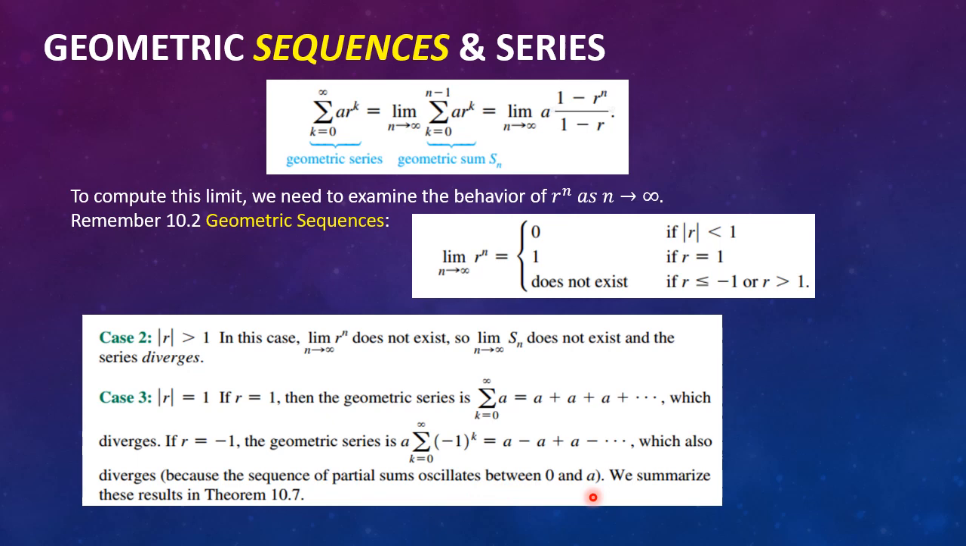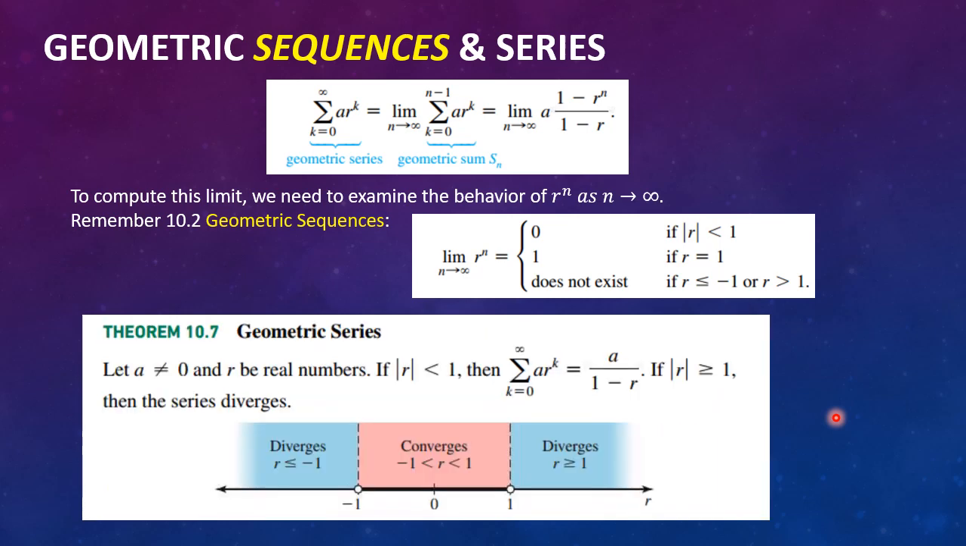And so Theorem 10.7 kind of summarizes this. If r is less than or equal to -1, it diverges. If r is greater than or equal to 1, it diverges. But if r is a fraction between -1 and 1, then we have convergence, and based on that formula, a divided by 1 minus r. Okay? So that was a mouthful. You might want to review that again. There's that video that I talked about watching before that goes into this formula as well.